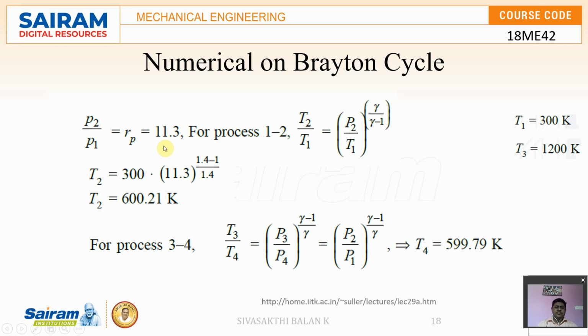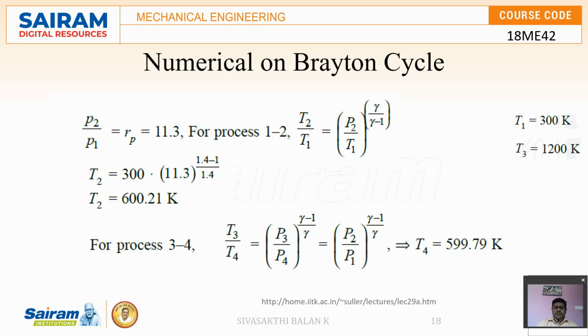To calculate T2, we know that process 1 to 2 is an isentropic process, and we relate pressure and temperature. T2 by T1 is equal to P2 by P1 to the power of gamma minus 1 divided by gamma. We know the values of T1, the pressure ratio, and gamma. If we substitute everything here, we get the value of T2 as 600.21 Kelvin. This is how we can calculate the T2 value.